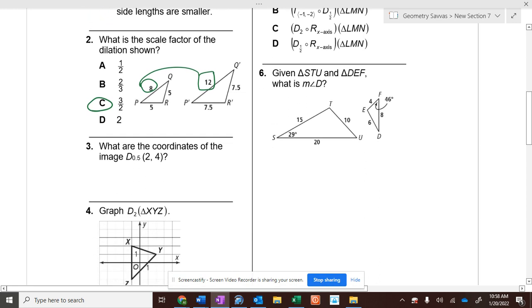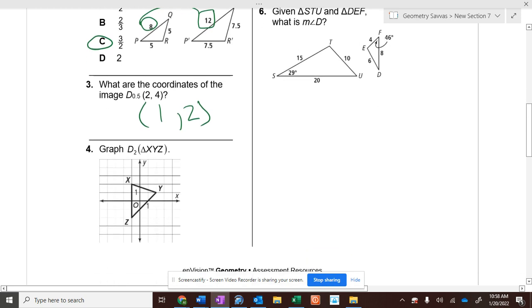When you dilate the ordered pair 2, 4 with a dilation of 1/2, what is the new ordered pair that results? 1, 2. Okay, if you dilate this triangle to be twice the size, instead of back 1 up 2, it's back 2 up 4. Instead of over 2 up 1, it's over 4 up 2. Instead of back 1 down 2, it's back 2 down 4. So the new triangle looks like this: X prime, Y prime, Z prime.